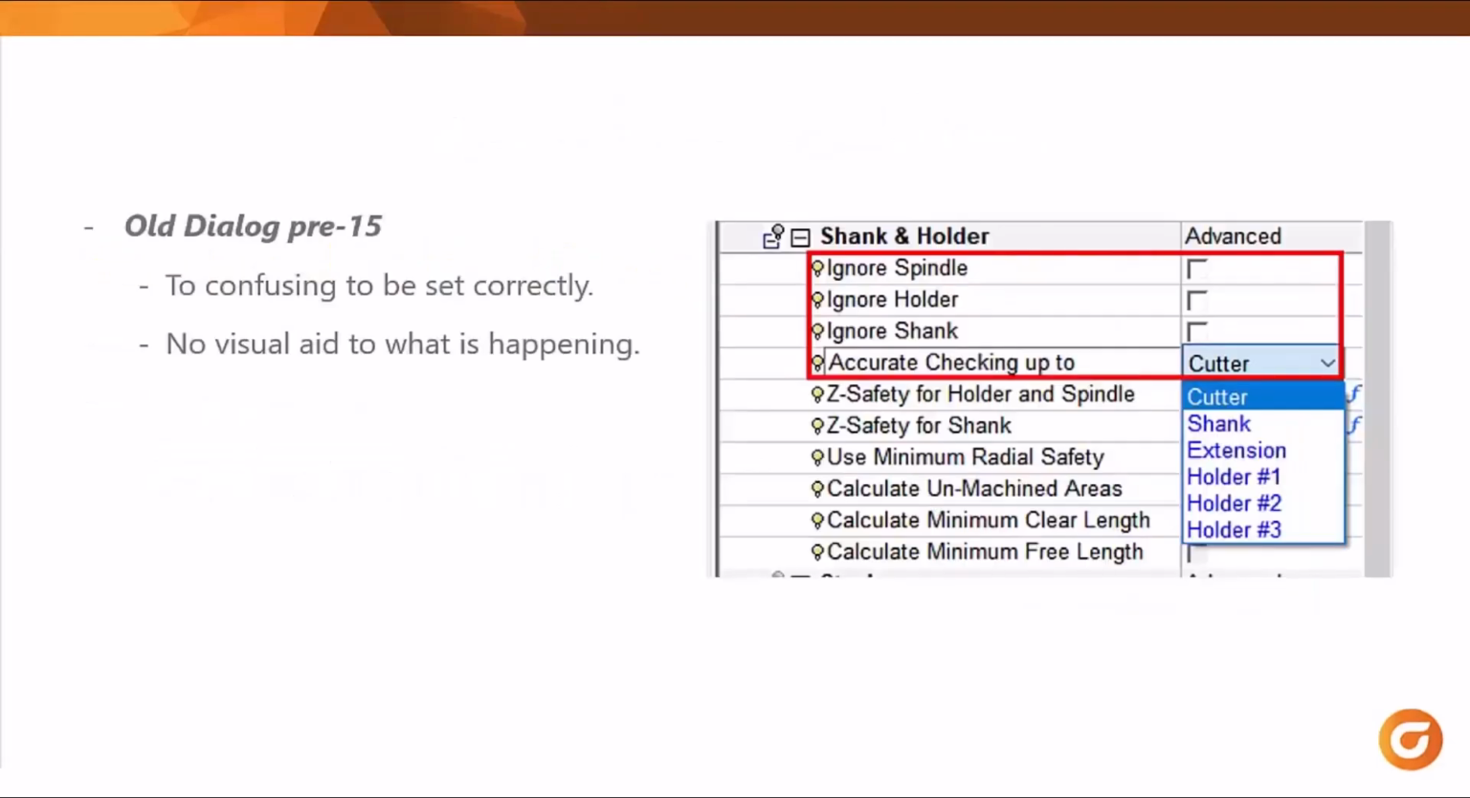Before version 15, the old dialog you see on the right here was what we had to work with. It was often confusing to set up, and it offered no visual aids as to what was happening. So often we couldn't get a tool in where we needed to, or it was just too hard to understand what was actually happening.